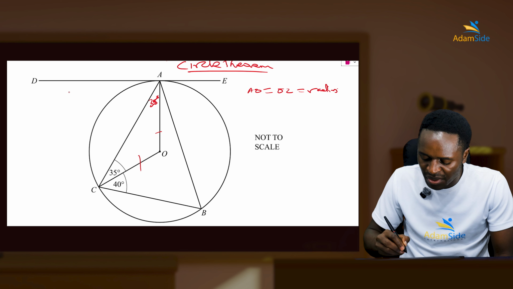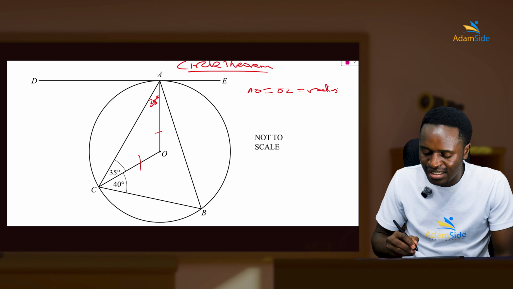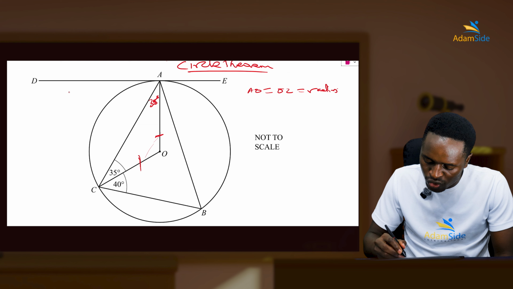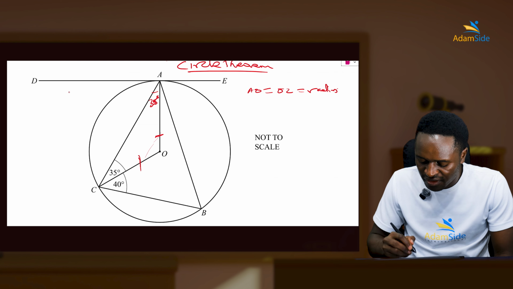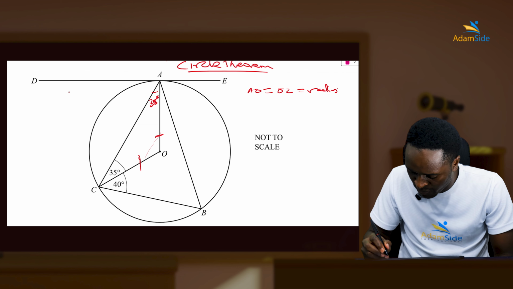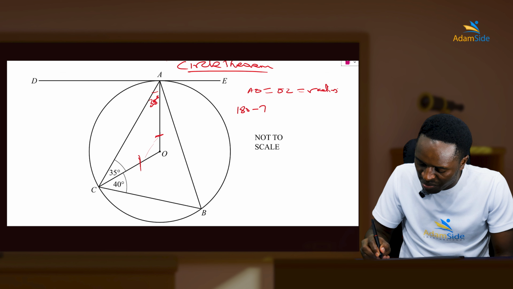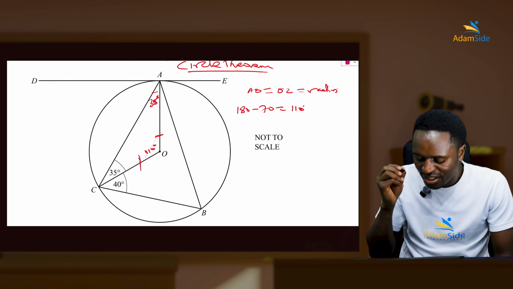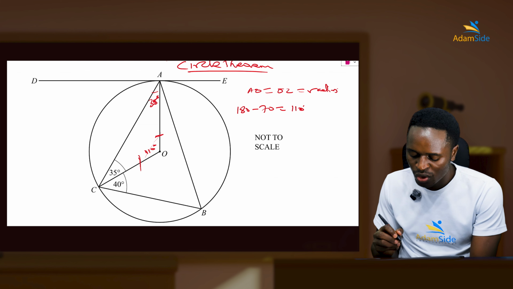These two make AOC an isosceles triangle. So if this is an isosceles triangle, these two sides are equal and the two base angles are equal, 35, 35. 35 plus 35 is 70. So 180 minus 70 is 110. So the angle at the center here is 110 degrees. Correct. And we go to the law.